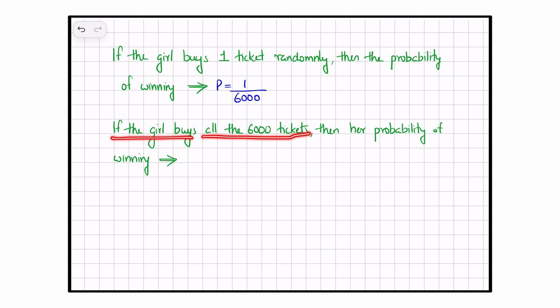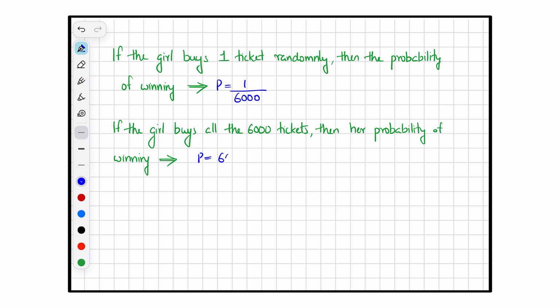Let's say the girl buys all the 6,000 tickets, okay? So she has bought all the tickets. Then her probability of winning will be P is equal to 6,000 by 6,000. Why? There are 6,000 tickets available and she has bought all the 6,000 tickets, right? So definitely she is going to win the lottery. So 100% definitely she is going to win the lottery.